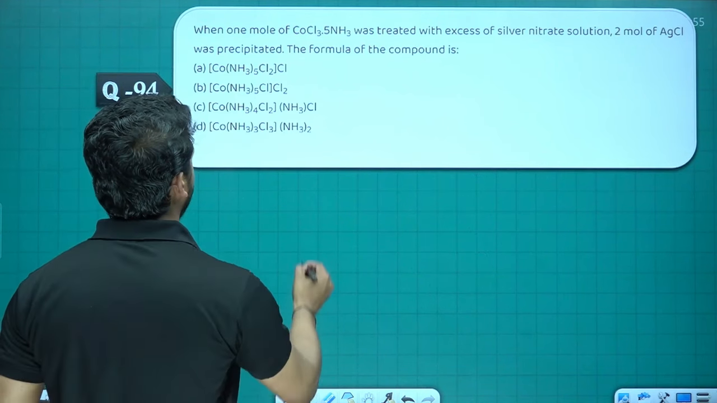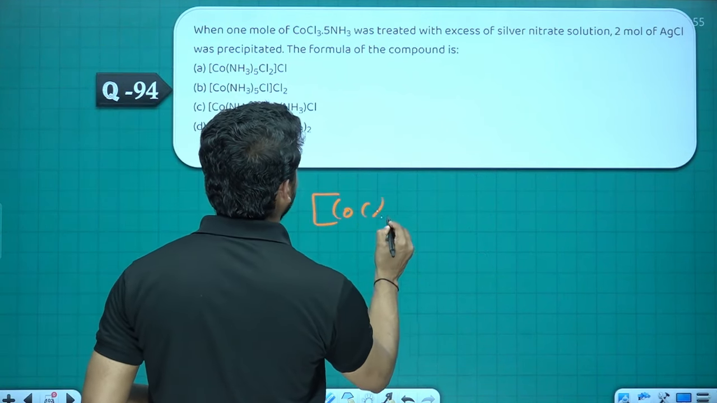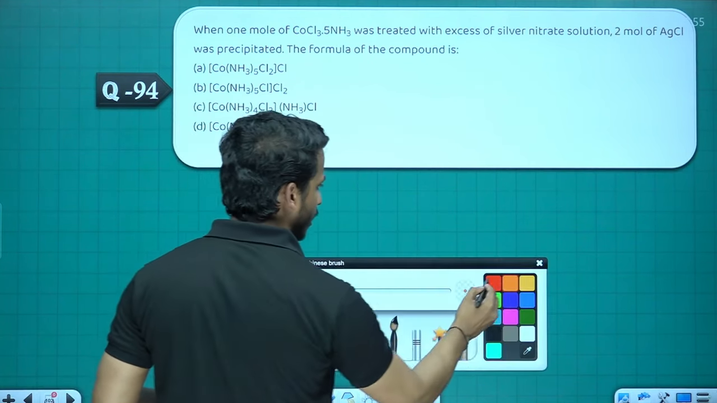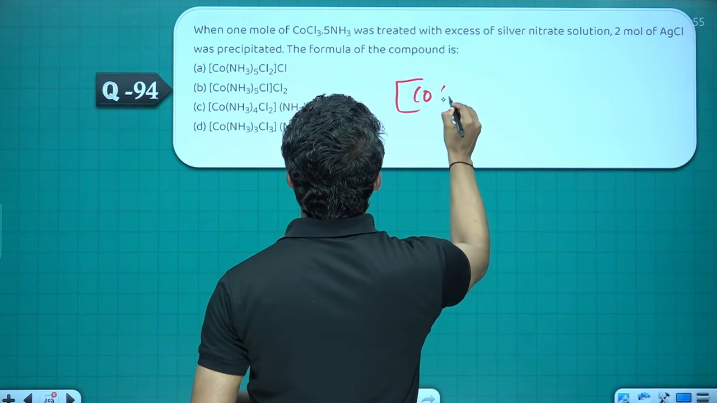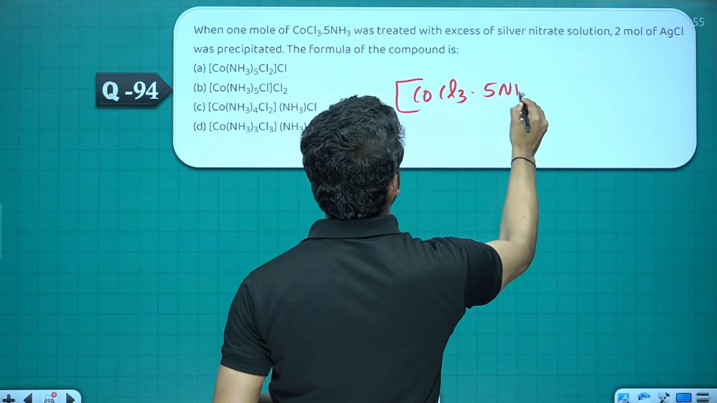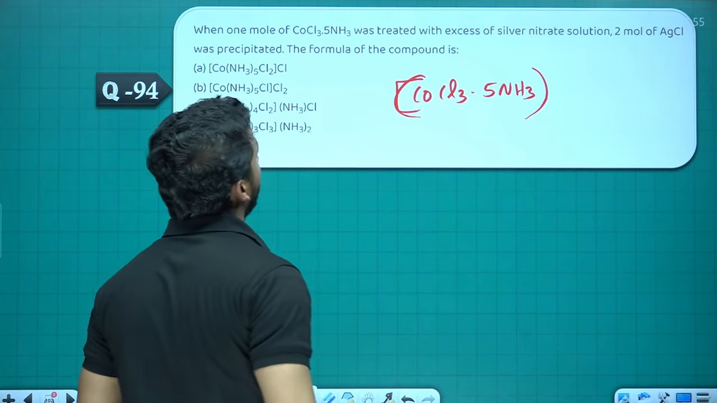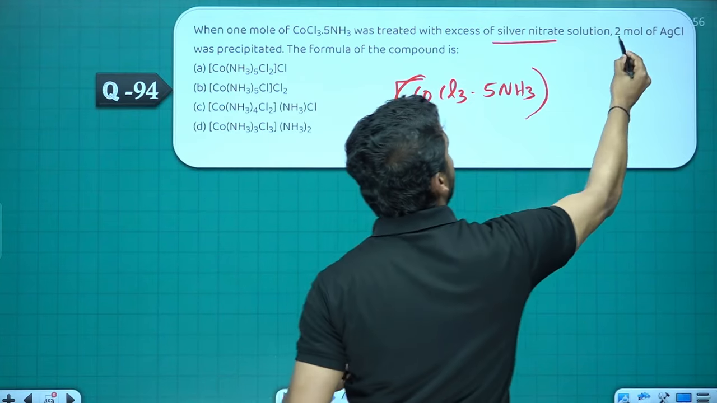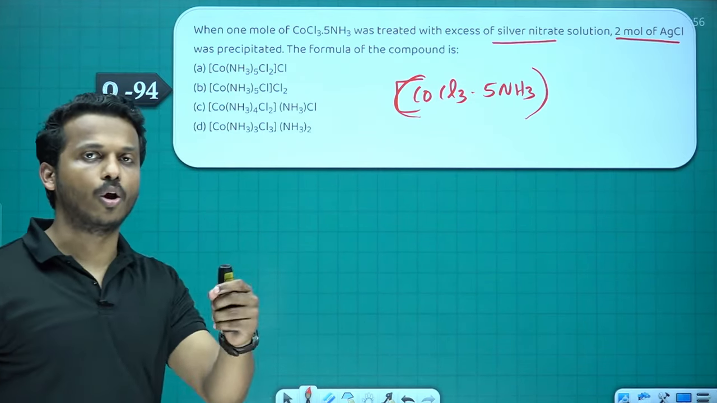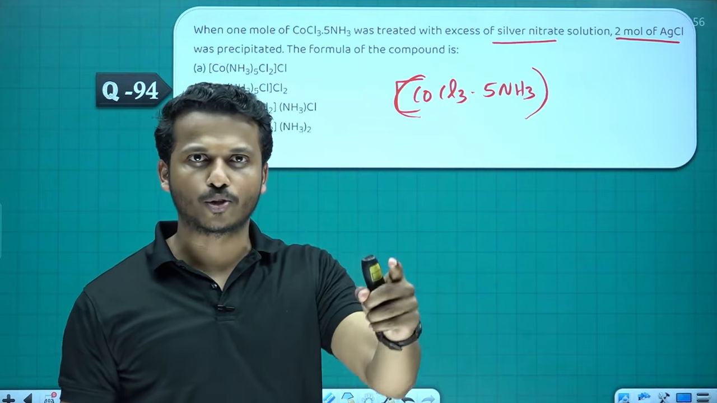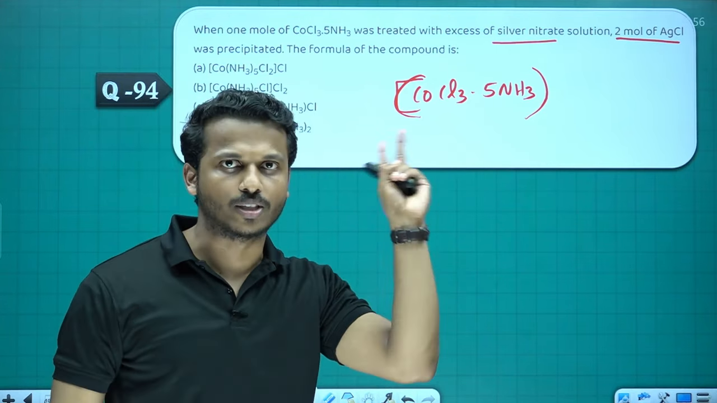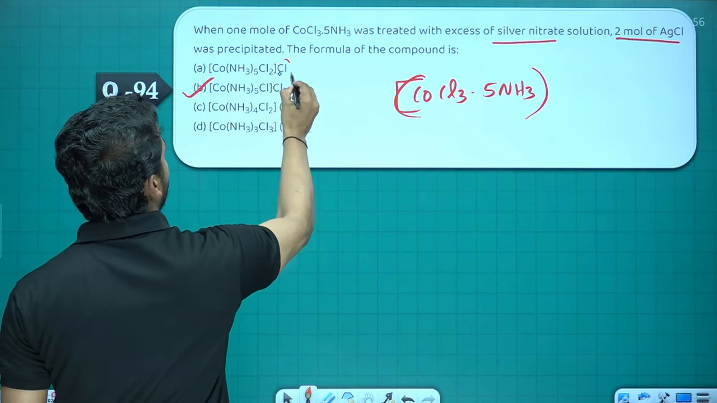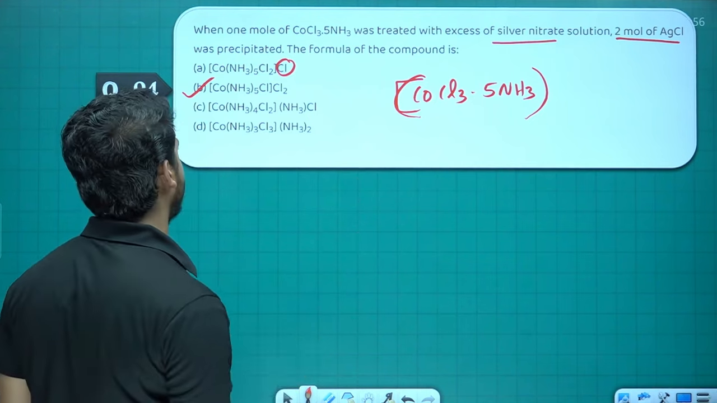When 1 mole of, what is the complex given? CoCl3·5NH3. Okay, the complex formula is given as CoCl3·5NH3, and it is treated with excess silver nitrate, giving you 2 moles of AgCl. Remember all, 2 moles AgCl produced means there should be 2 chlorine outside. That's the meaning. So what is the answer? Option B. This one has 1 chlorine outside, so it will give you only 1 AgCl.